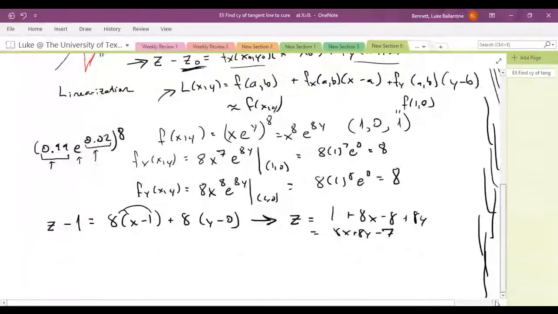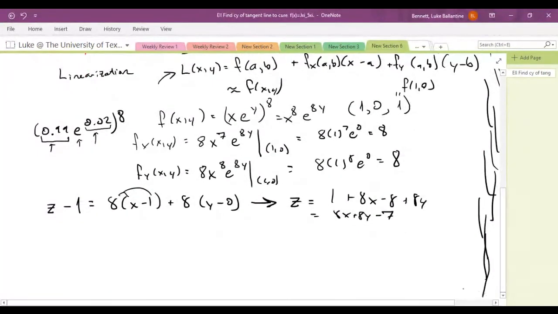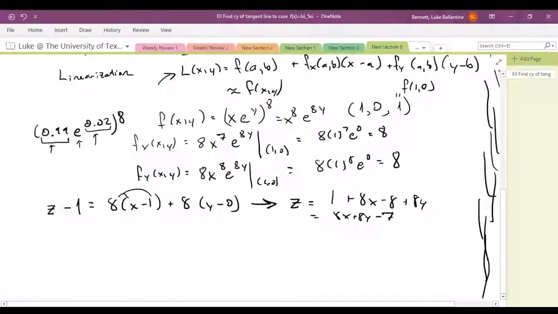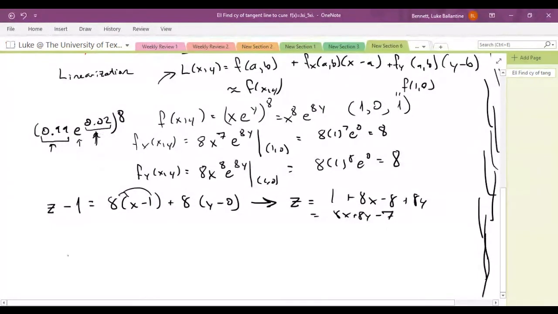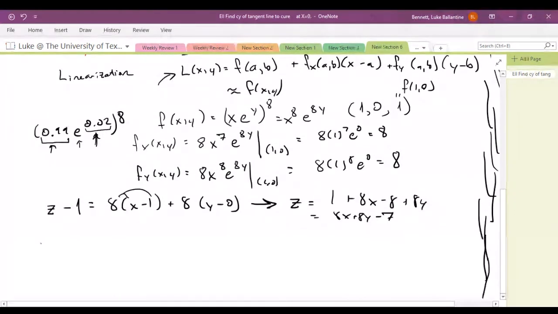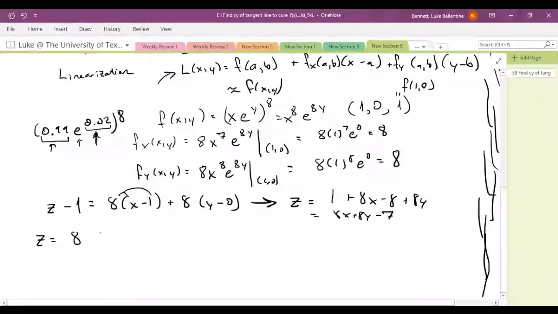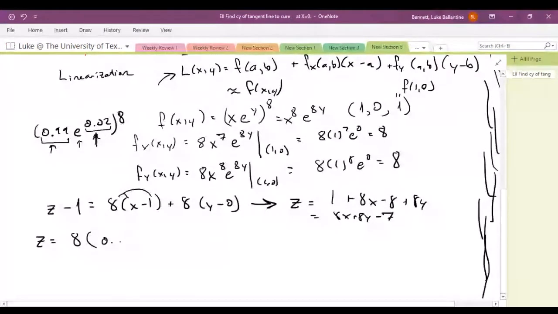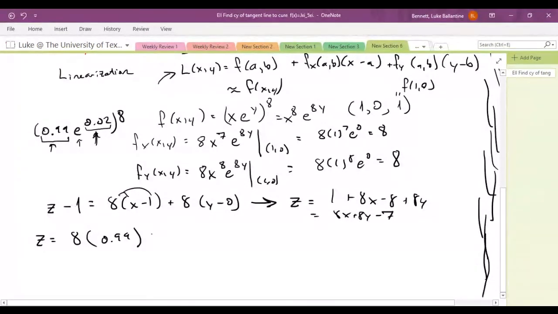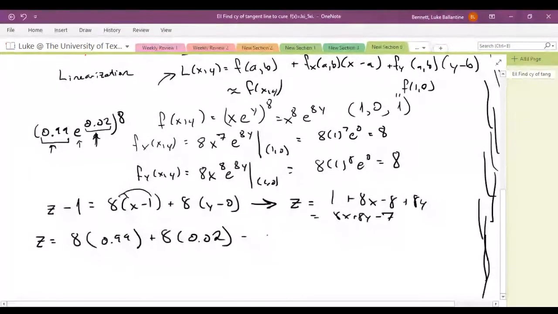Okay, now I have something that approximates f near the point 1, 0. So I'm just going to plug in these wacky numbers it gave me initially, the 0.99 and the 0.02, into z, because I can do that by hand. That's just simple arithmetic, right? We have z is equal to 8 times x, which was 0.99, plus 8 times y, which is 0.02, and we have minus 7.